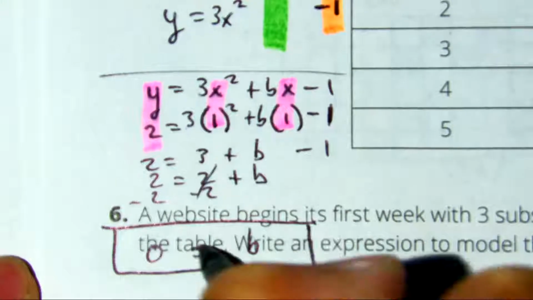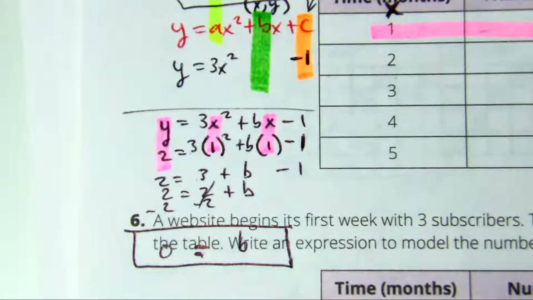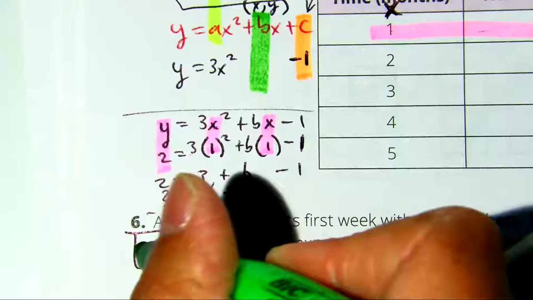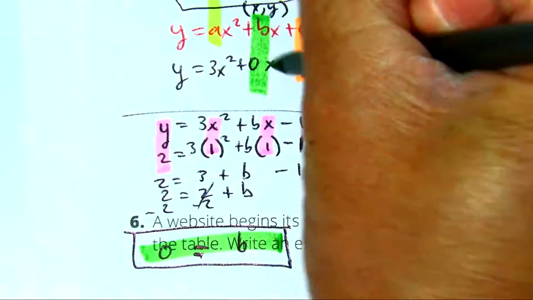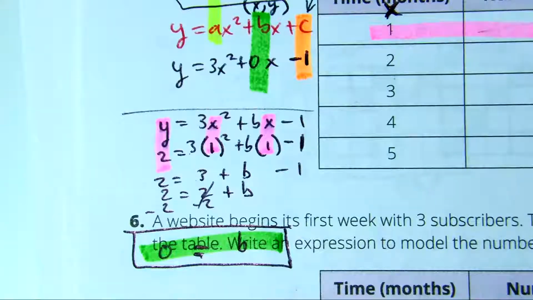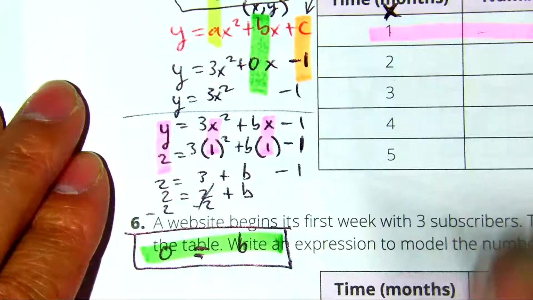Okay, what does that tell us? So if I go back here, in green, we just found, if I put 0 back here, I get y equals 3x squared minus 1. That's the answer.